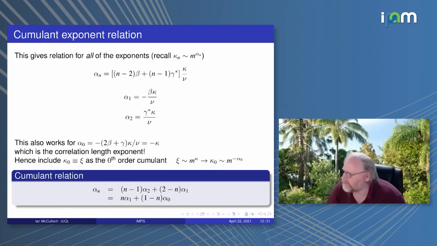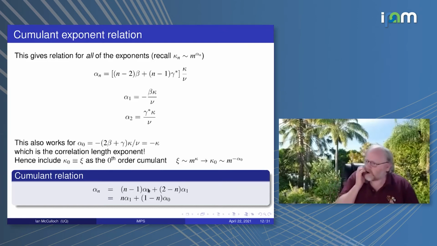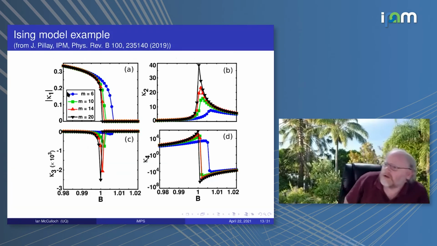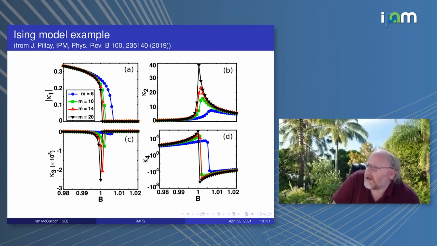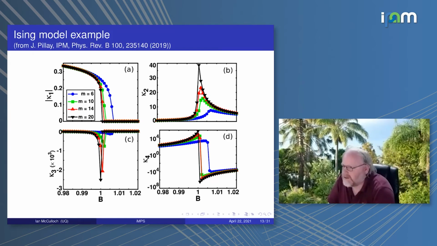Probably the most useful form is if we write it in terms of alpha 1 and alpha 2, or it's also possible to write this in terms of alpha naught, the correlation length, and alpha 1, the order parameter. That gives me all of the exponents for any higher order cumulant. To see how this works, again, for an Ising model example, this is from a paper with my former PhD student, Jason, who did a lot of this for his PhD thesis.